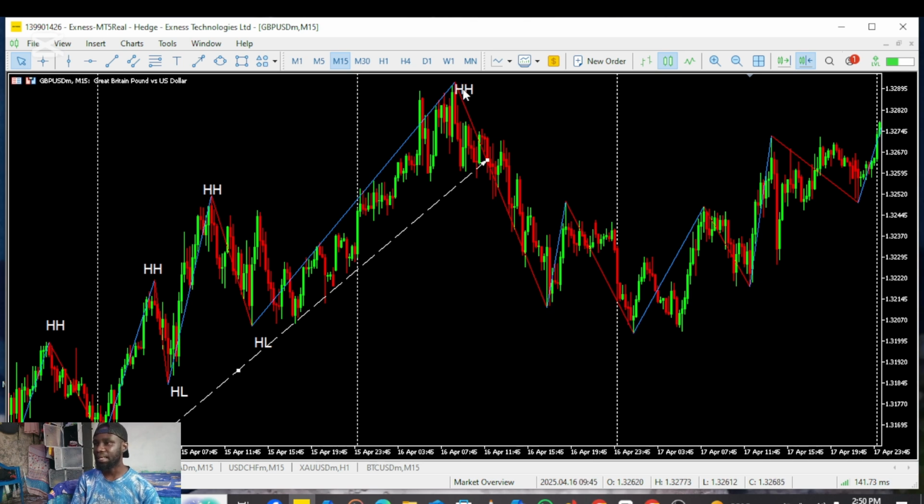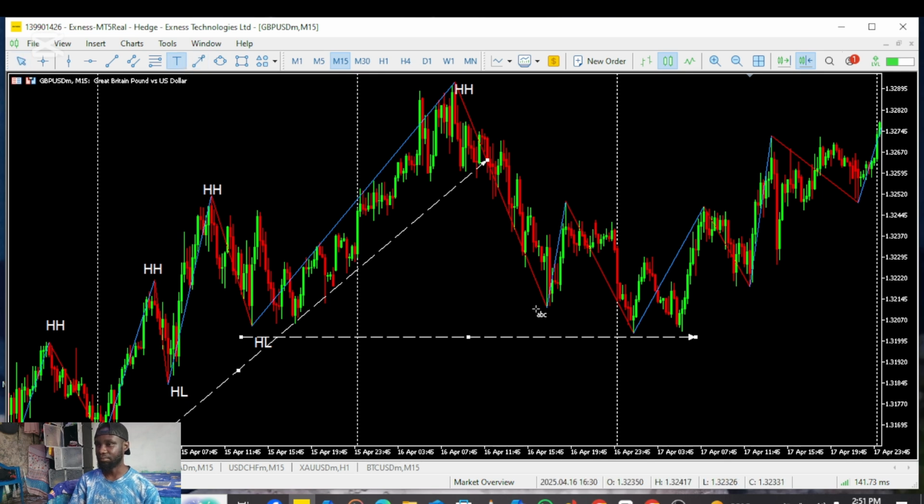This doesn't mean that the market has changed trend, no, because this support you are seeing here, the support zone you are seeing here, did not break. This support doesn't break, so the market is still in an uptrend. This major support has to be broken before the trend will change. Since it hasn't broken, the trend is still uptrend.